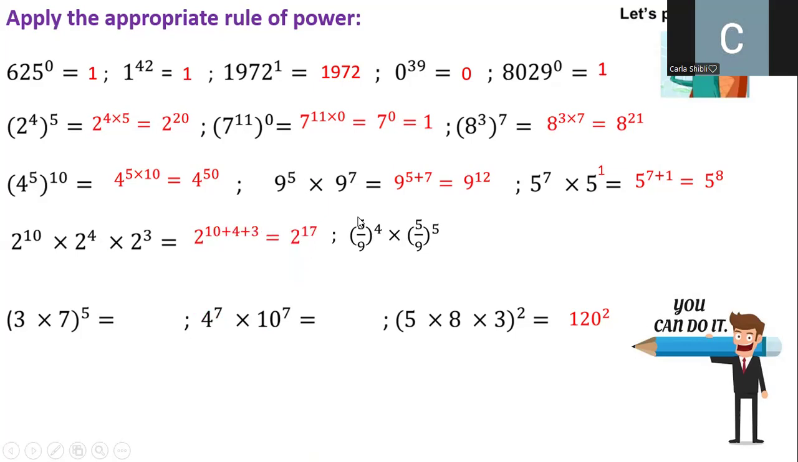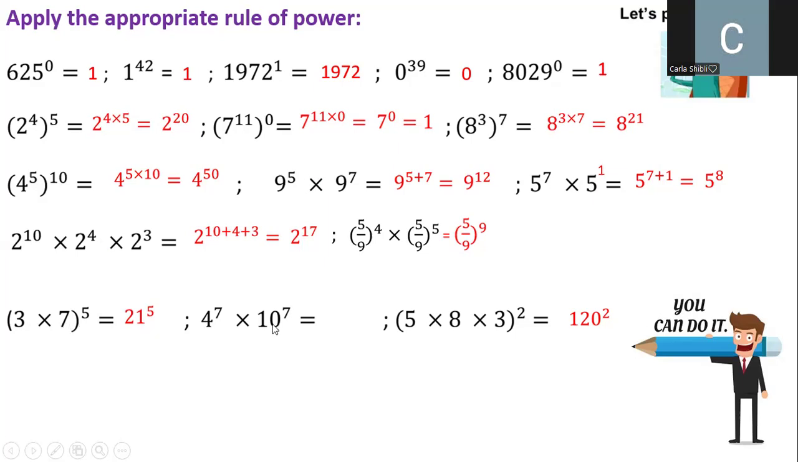The base can also be a fraction. 5 over 9, all of it to the power 4 times 5 over 9, all of it to the power 5. Here the base is 5 over 9. So I keep the base 5 over 9 and I add exponents. 4 plus 5 is 9. Now I have 3 times 7, all of it to the power 5. Here I multiply 3 times 7, all of it to the power 5, because I have inside the parentheses two numbers multiplied together.